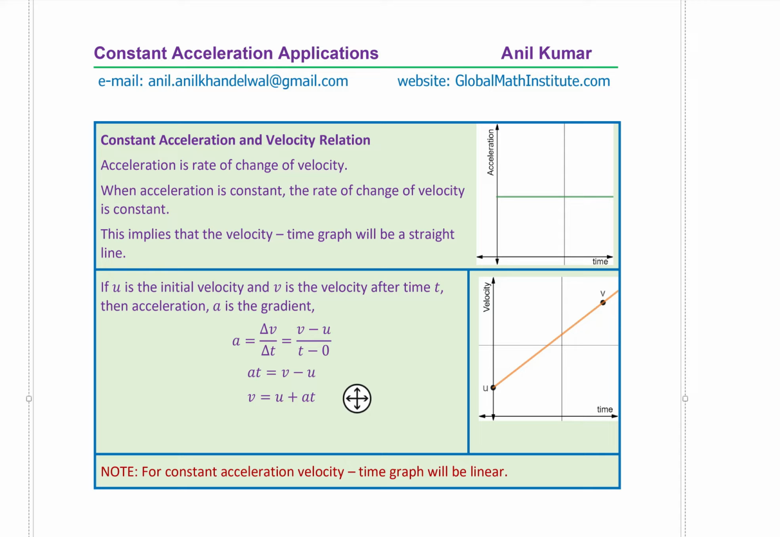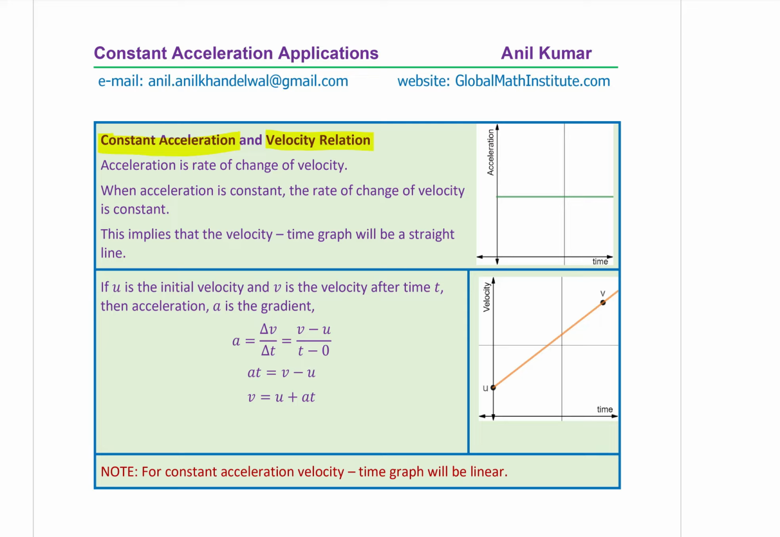So we'll talk about the constant acceleration and velocity relation. Now when I say that the acceleration is rate of change of velocity, and I'm also saying constant acceleration, it means what? Well, when the acceleration is constant, the rate of change of velocity is constant, correct? Now that happens only if we have a straight line for velocity, right? So this implies that the velocity time graph will be a straight line. You get the idea, correct?